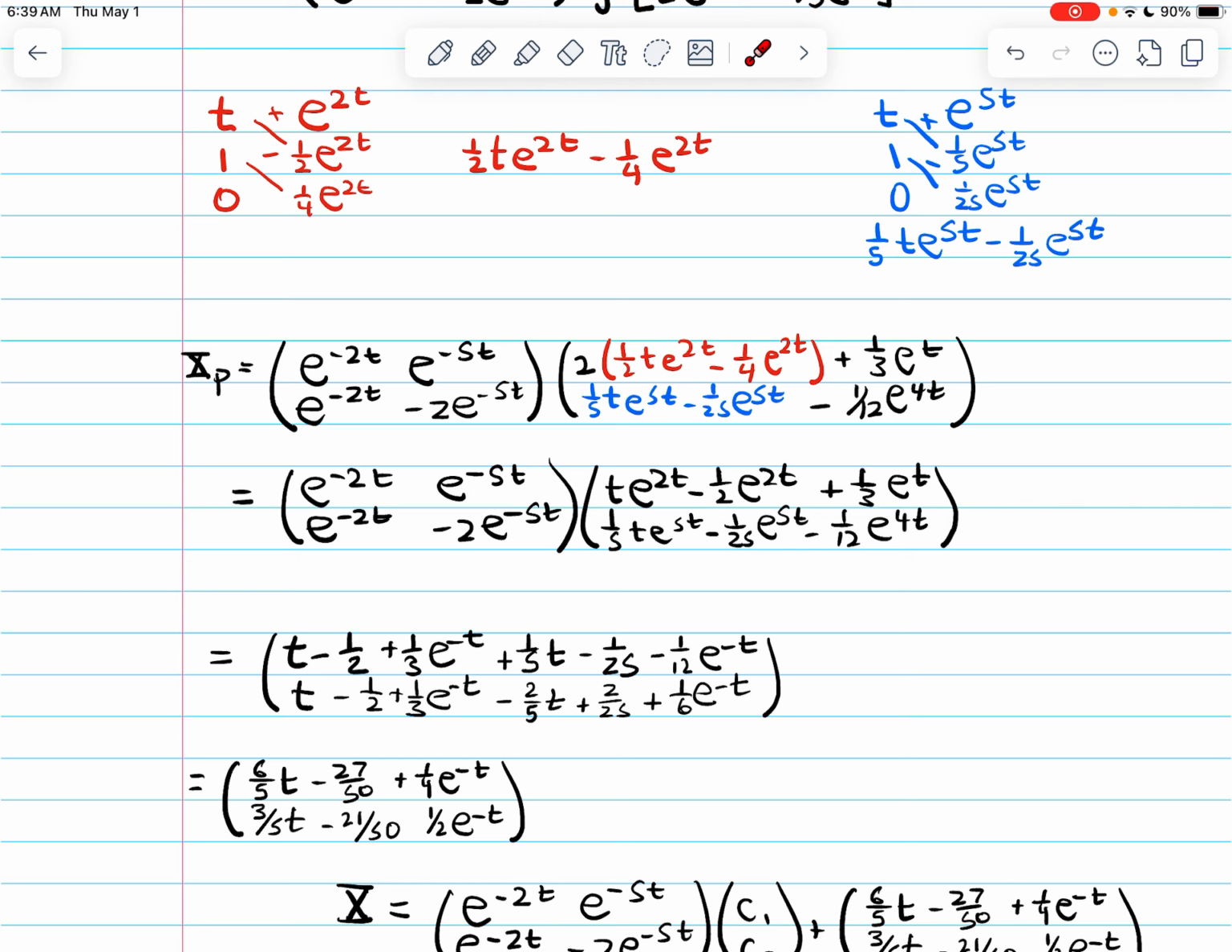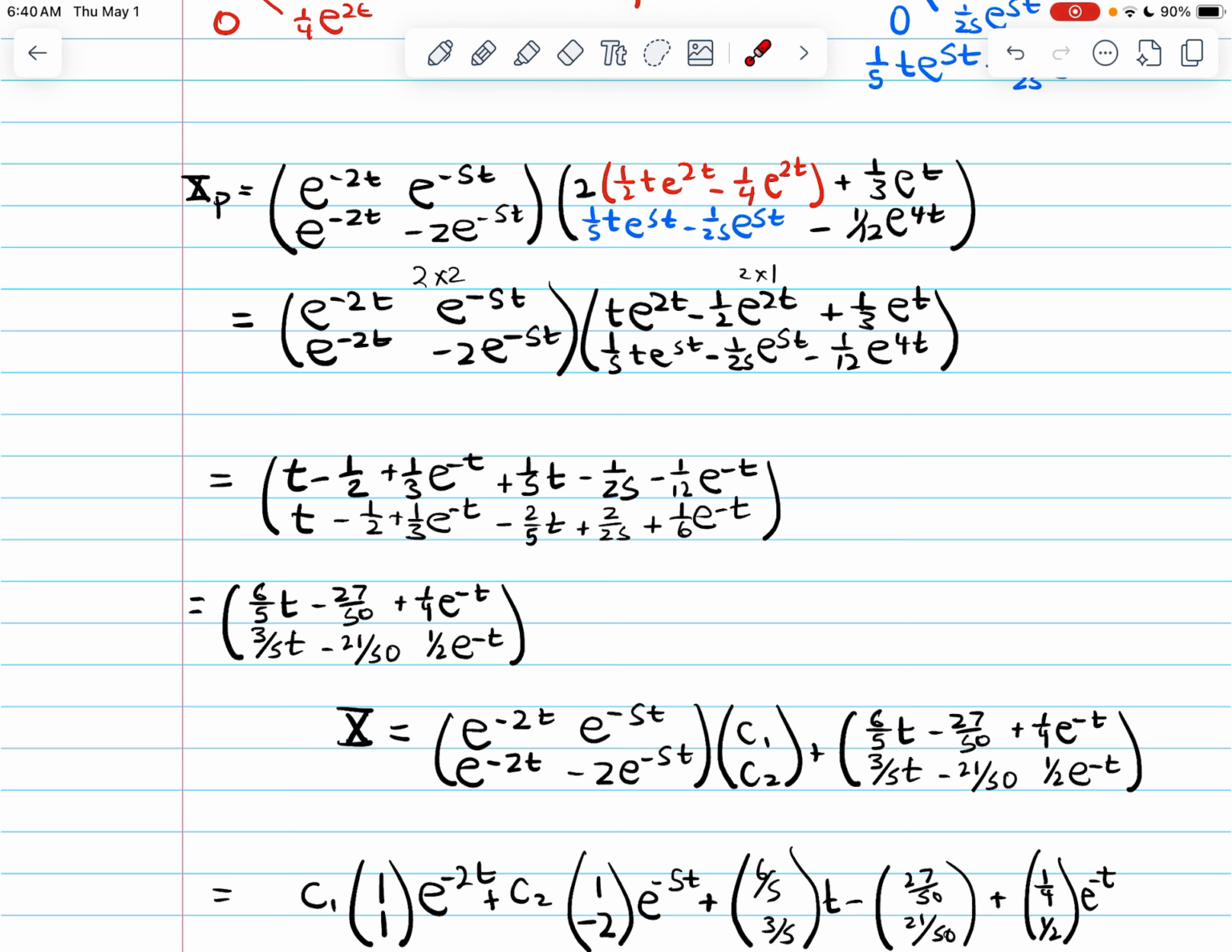Okay, so what we're doing is we've got a 2 by 2 here and a 2 by 1 here. So we're going to get out a 2 by 1. And sure enough, this is a 2 by 1. 2 rows, 1 column. Okay, and then here we go. When we simplify that whole thing, now look what we've got. Here's our general solution. We've got the fundamental matrix here, C1, C2. Okay, and then we've got this thing for the general solution.